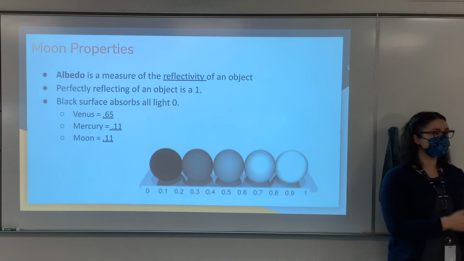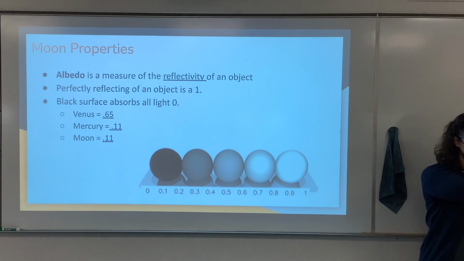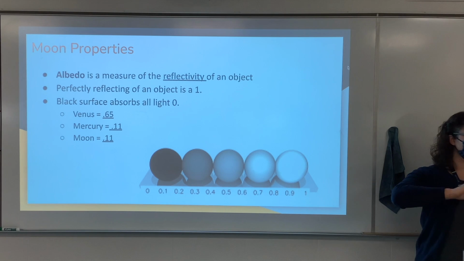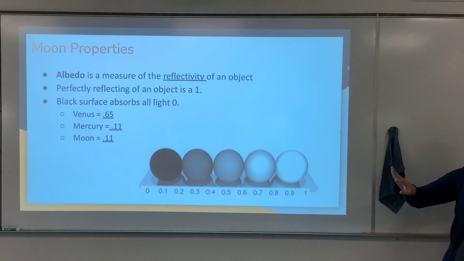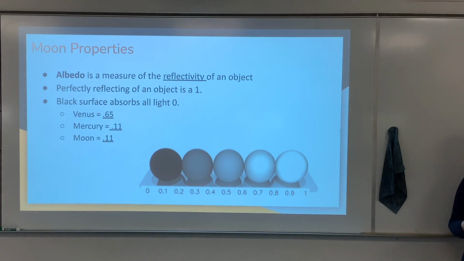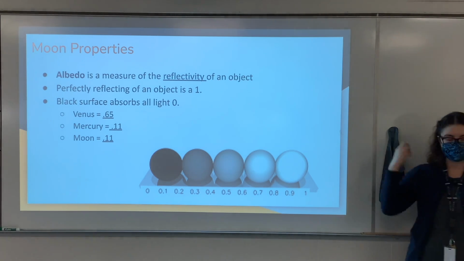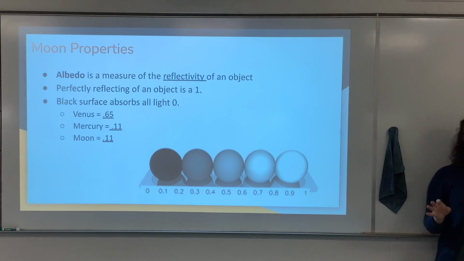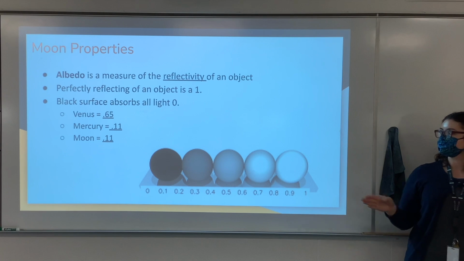If something has an albedo of 1, it is a perfectly reflecting surface. It'll reflect all light that is shined on it. However, if something has an albedo of 0, that means it's a perfectly absorbing surface. So it's going to absorb all the light that hits it and not reflect any back into space.